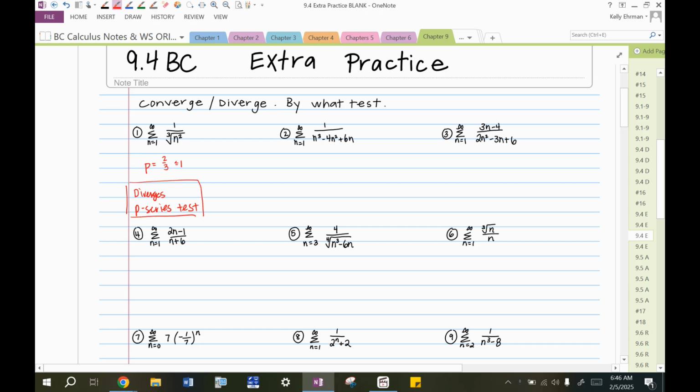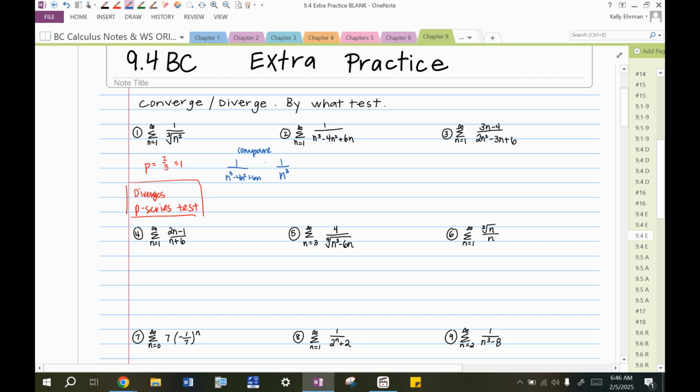My next one. This one is polynomial on the bottom. I can't factor it. So I want to use DCT or maybe LCT, whichever one applies. Because integral test wouldn't work. And that's anytime we have polynomial down here that doesn't factor, we should try DCT. So I want to compare 1 over n to the third minus 4n squared plus 6n. Compare that to just 1 over n to the third.